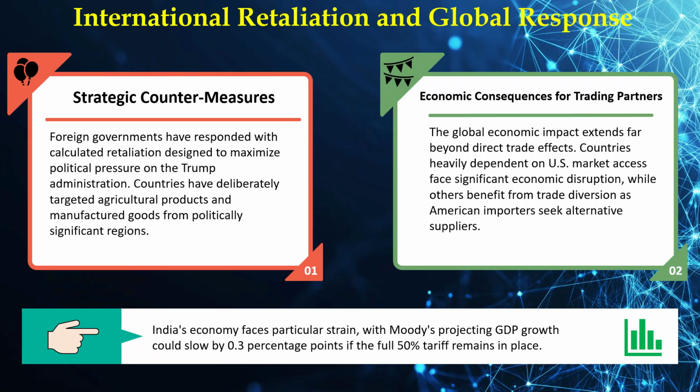India's economy faces particular strain, with Moody's projecting GDP growth could slow by 0.3 percentage points if the full 50% tariff remains in place. The Indian garment industry, which serves major U.S. retailers, is experiencing midnight panic calls from American buyers demanding production relocations.